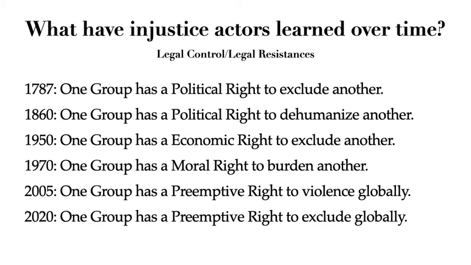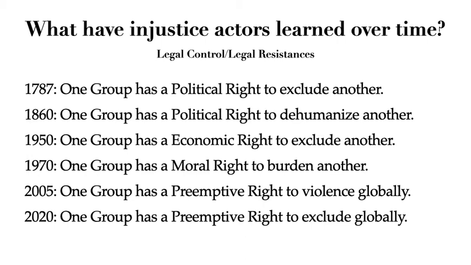In 2005, you see the rise of cases that lead to Hawaii versus Trump, with the Iraq War invasion, the Patriot Act, and the so-called war on terror. You'll see that one group has a preemptive right to use violence against another globally. And then finally, in 2020, the Hawaii case really shows that that right can be extended to also exclude others globally.